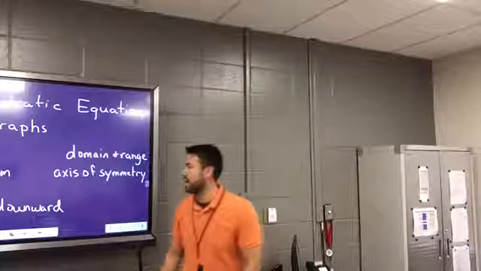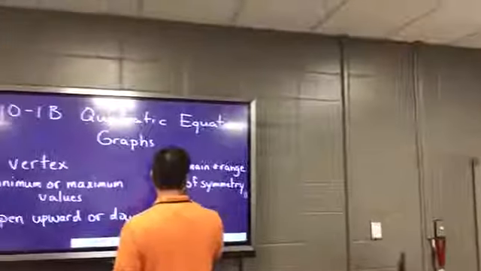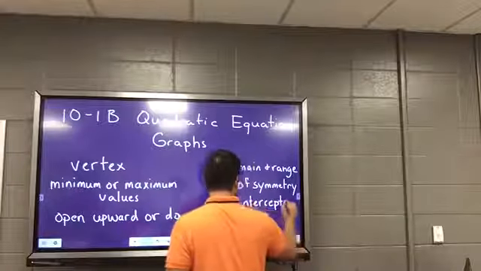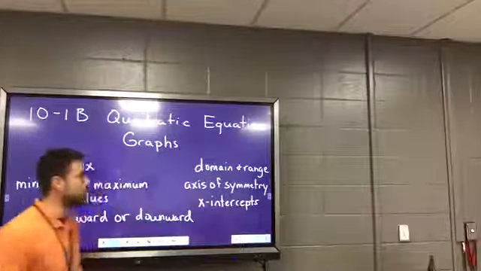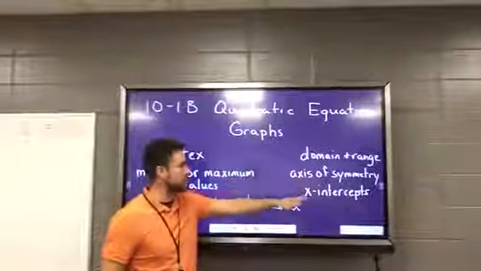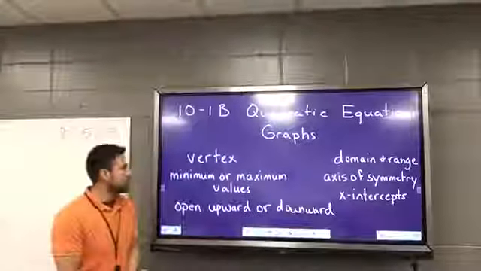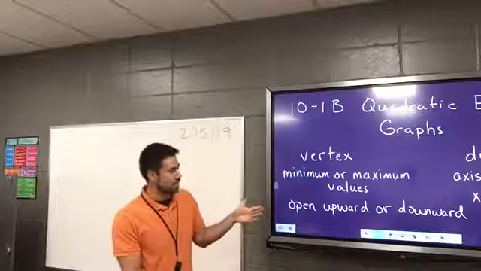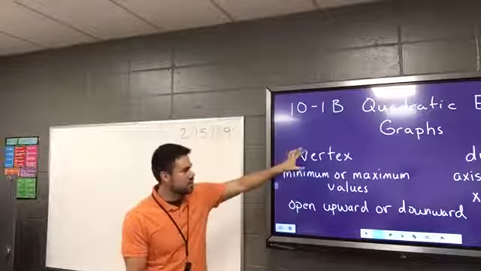And then we're going to look at x-intercepts. So we're looking at these two things. And we'll do it in that order. Domain and range first, then axis of symmetry, then x-intercepts. So I said at least 5 things, but really these two relate to one another.